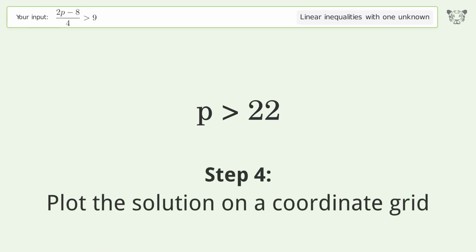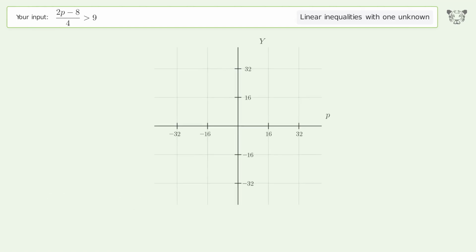Plot the solution on a coordinate grid. And so the final result is p greater than 22.